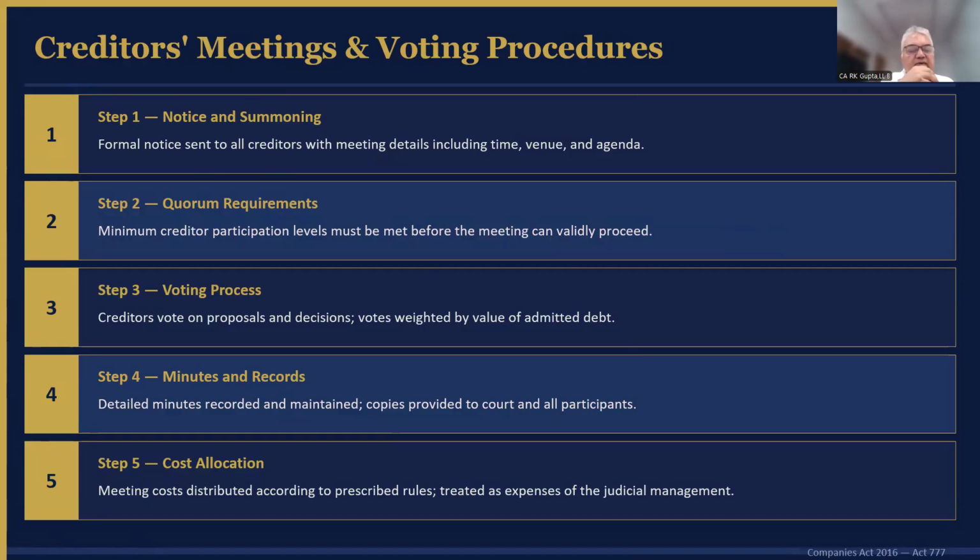So minimum creditor participation levels must be met before the meeting can validly proceed. Step 3 is the voting process. Creditors vote on proposals and decisions. Votes are weighed by value of admitted debt.